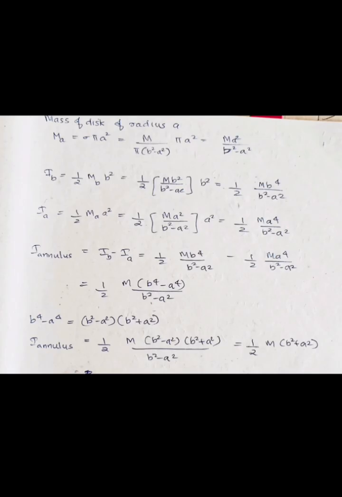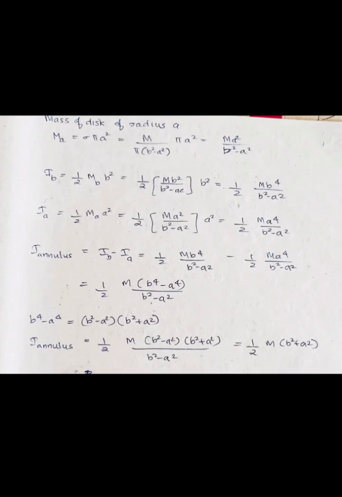Then the mass of a disk of radius a, we get Ma is equal to sigma into pi a square, that is equal to M divided by pi (b square minus a square) into pi a square, that is equal to M a square divided by (b square minus a square). Then Ib is equal to half Mb into b square, that is equal to half into M b square divided by (b square minus a square), into b square, that is equal to half into M b raised to 4 by (b square minus a square).